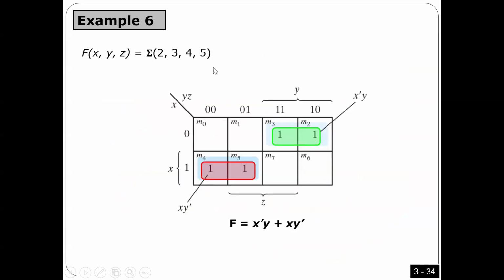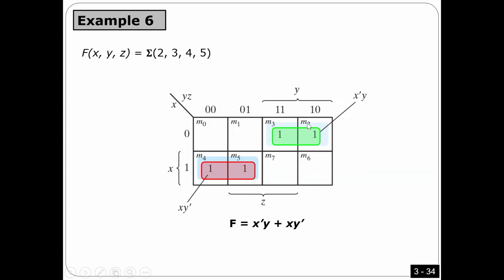Let's have one more example. Here I'm telling you 2, 3, 4, 5. So now I put 1 here. I'm going to take these two together, and then I'm going to take these two together. Does anyone have any suggestion to make something better than that? Can I make it bigger? No, I don't think I can do anything else, right?